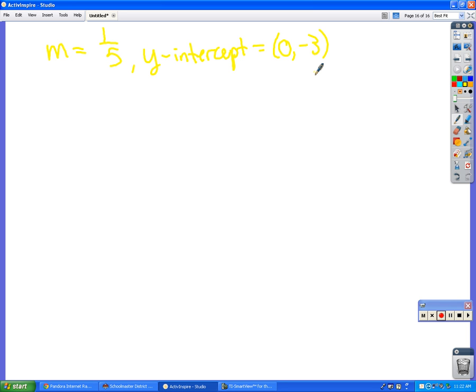I'll give you a hint. Okay. It starts with y equals 1/5 x, because that's the slope, mx plus -3.